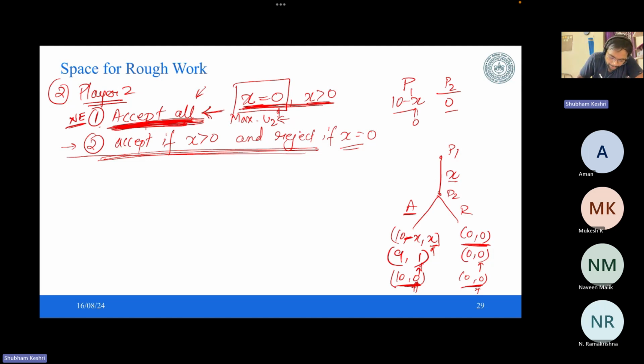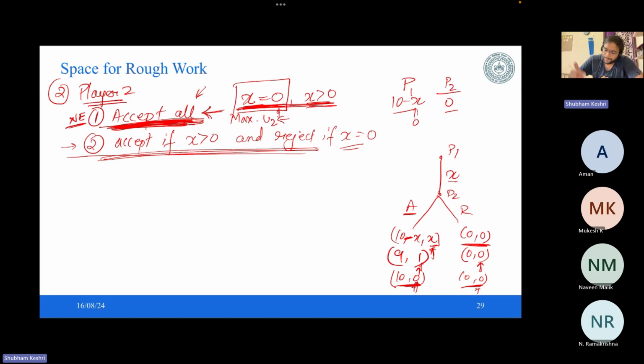So when player 2 is saying accept all, player 1 can either give 0 or give a positive value, right? When player 2's strategy is accept all, whatever it is, accept it. So player 1, what will he do? He will try to maximize his utility, right? He can either give 0 or he can give a positive value.